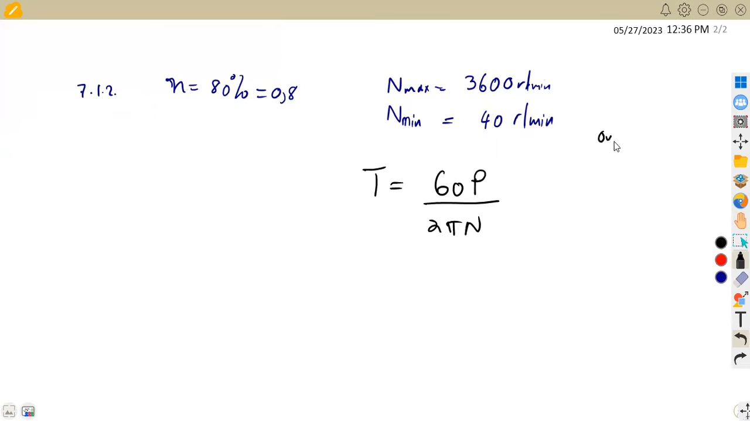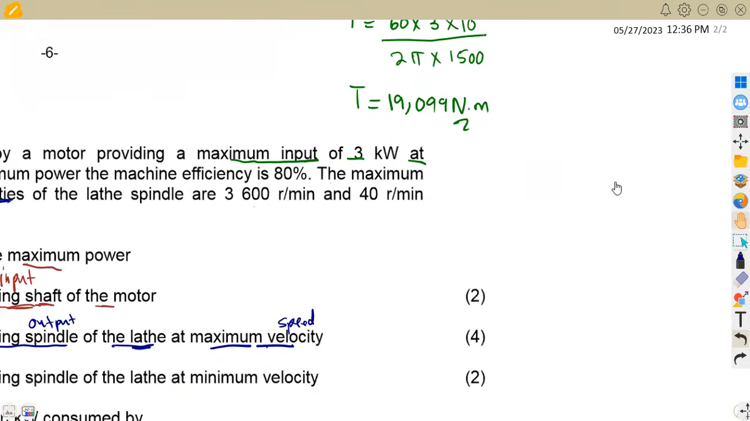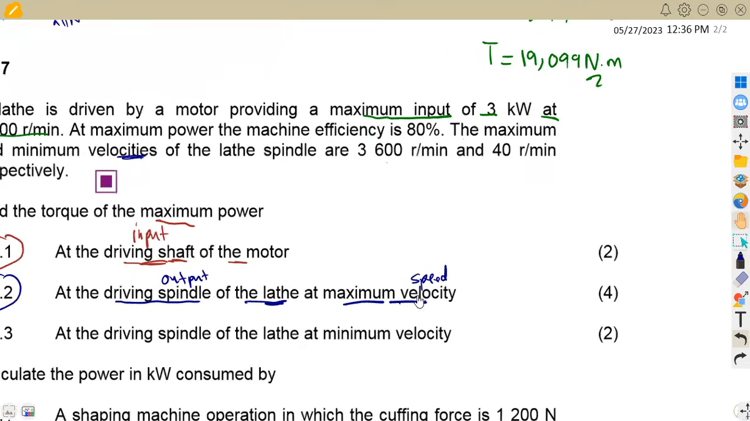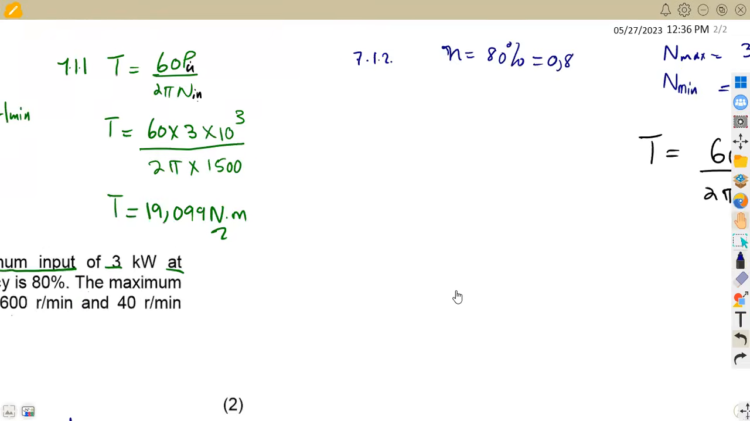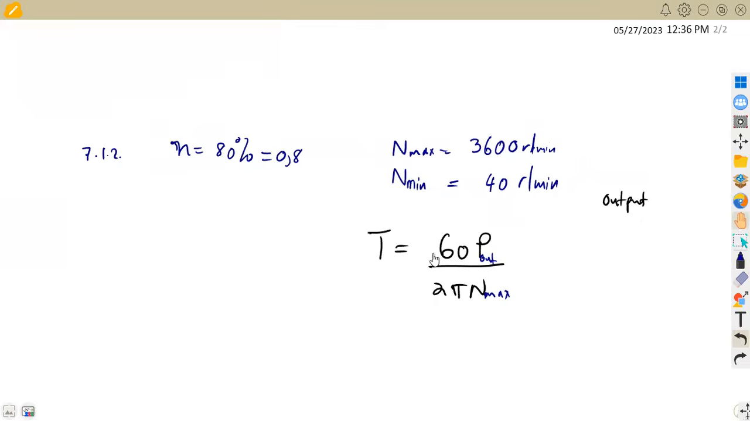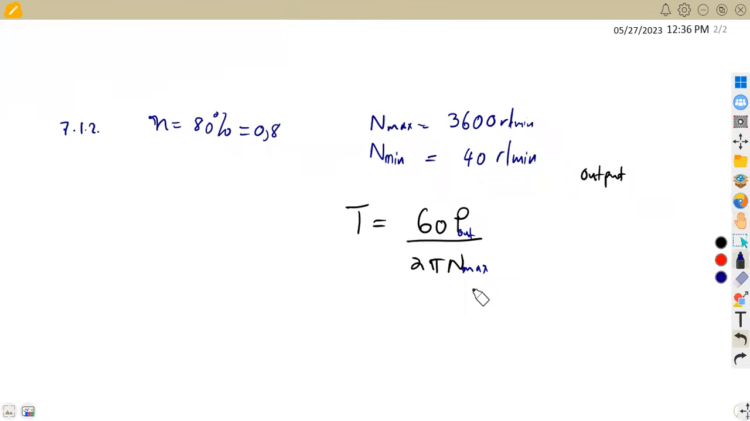But take note, we are dealing at the output, the driving speed, where we are supposed to have this as the output and this as the maximum. We are given at the output, but at the maximum speed, maximum velocity. We are at the driving speed, which is our output, but at the same time at the maximum velocity. So don't forget that we are dealing with two things here: the output power, but the speed has to be maximum.